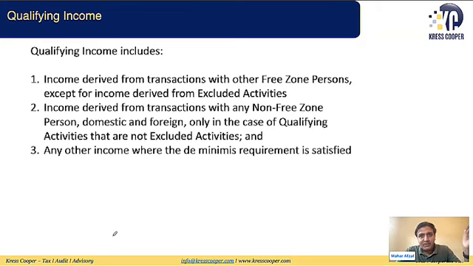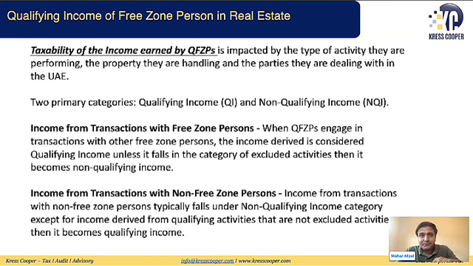These incomes will be subject to tax at 0%. And if this de minimis criteria is breached, then the person will not be able to enjoy the small business relief for the current tax period and the subsequent 4 tax periods, which we have already discussed in detail.